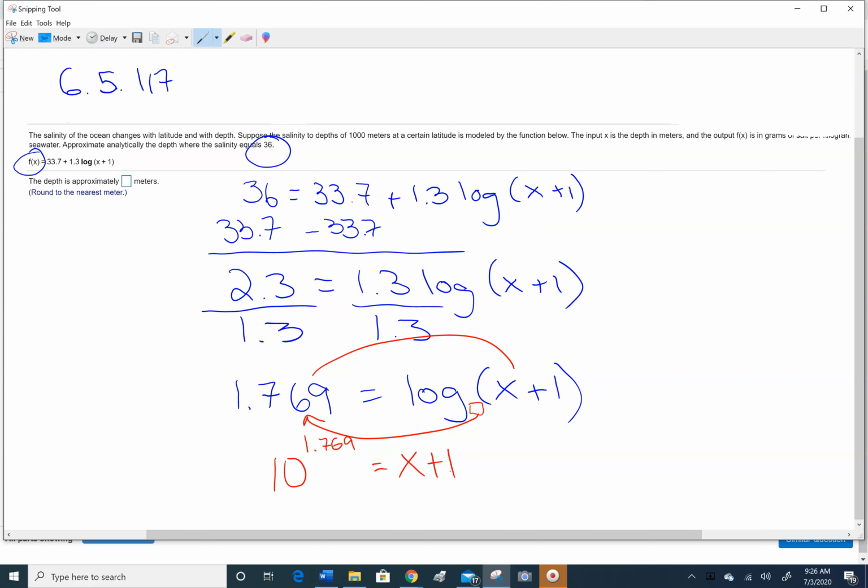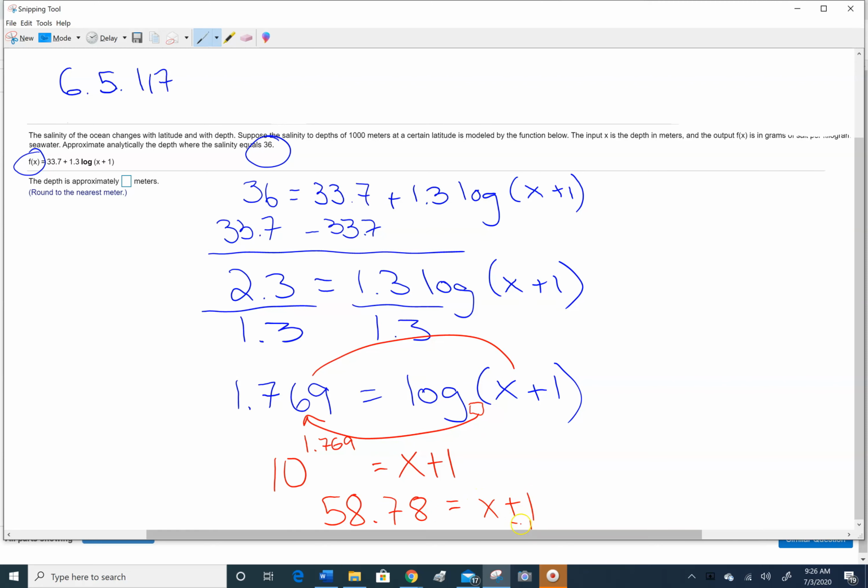So 10 raised to the 1.769 is equal to approximately 58.78. So 58.78 equals x plus 1.